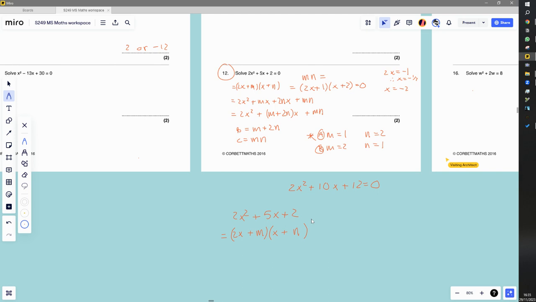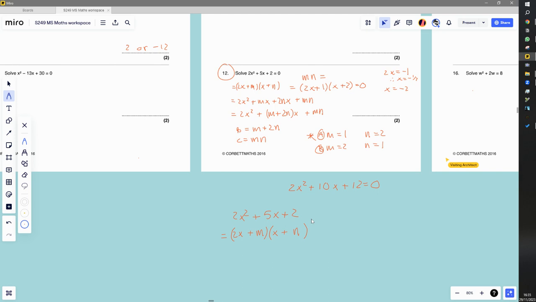So this is the combination, which means we now put the value for m back into where we put that, over here, and the value for n back into this one over here. And then we just have to finish solving it. So 2x plus 1 is equal to 0. Therefore, 2x is equal to negative 1. Divide both sides by 2, and we've got x equals negative a half.